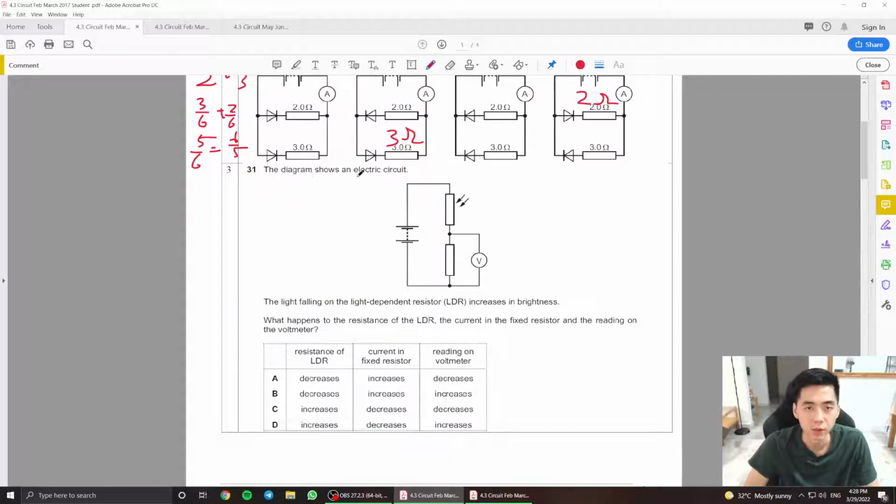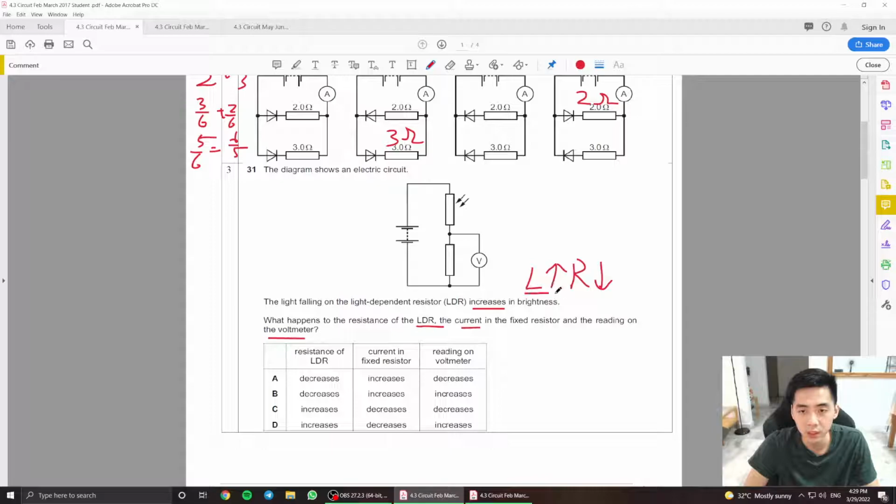Next, the diagram shows an electric circuit. The light falling on the light-dependent resistor increases. Light-dependent resistor increases means to say the resistance is going to drop. What happens to the resistance of the LDR, the current in the fixed resistor and the reading in the voltmeter?